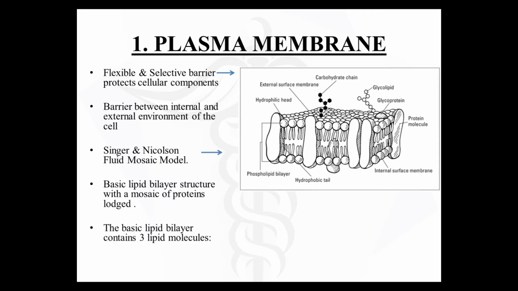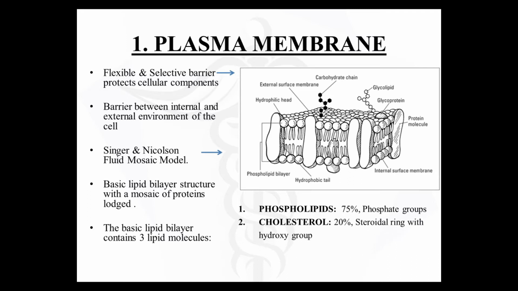The basic lipid bilayer of the plasma membrane contains three different lipid molecules. They are phospholipids. They comprise 75% of the total lipid molecules and contain phosphate groups. The next is cholesterol. It comprises 20% of the total lipid molecules and contains a steroidal ring with a hydroxy group. And the last is the glycolipids. They comprise 5% of the total lipid molecules and contain a carbohydrate group.